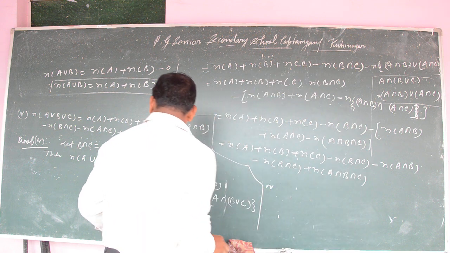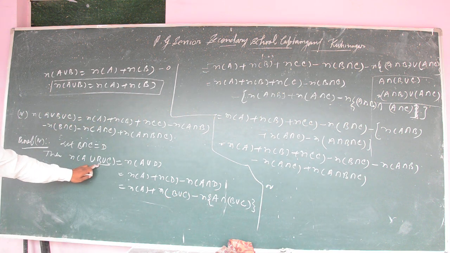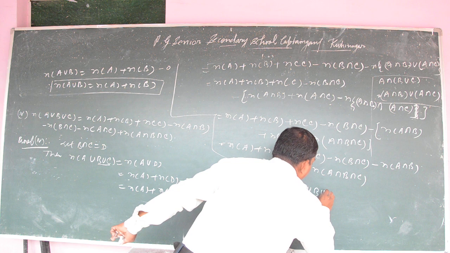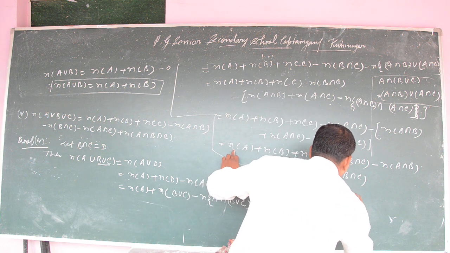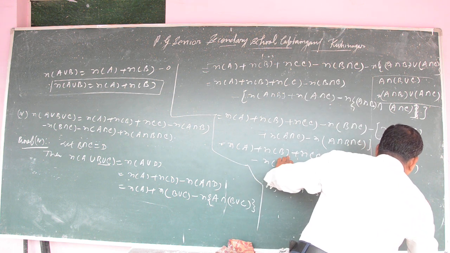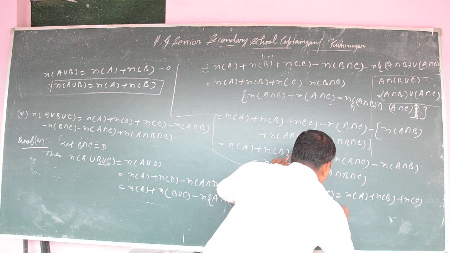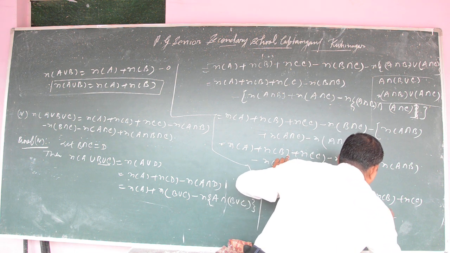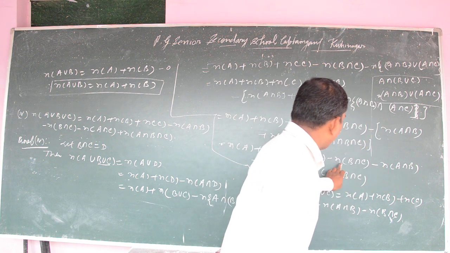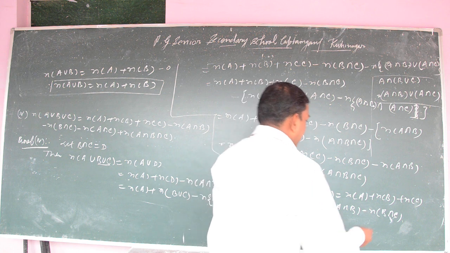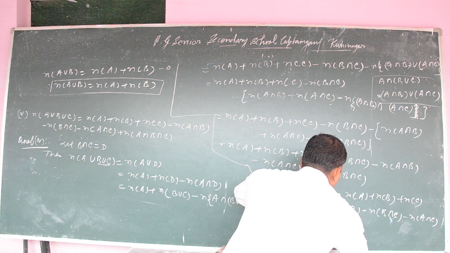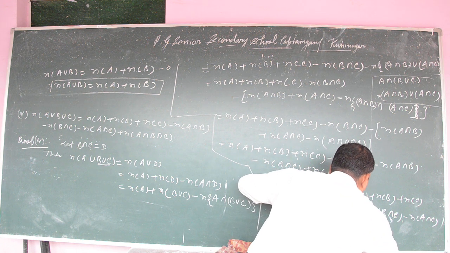So the left hand side, cardinal number of A union B union C, equals cardinal number of A plus cardinal number of B plus cardinal number of C minus cardinal number of A intersection B minus cardinal number of B intersection C minus cardinal number of A intersection C, and plus cardinal number of A intersection B intersection C.